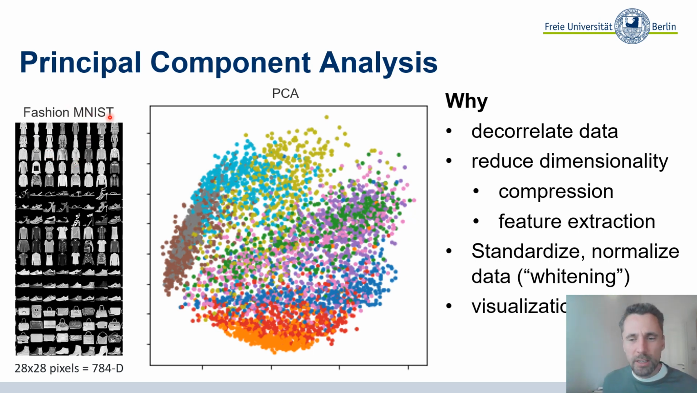MNIST is this handwritten digit data set that we've seen before, and Fashion MNIST is now showing us different types of clothing, so shoes and t-shirts and whatnot. And so this data set was created by the colleagues from Zalando. So obviously they had a couple of these samples, and the community was happy about this data set.